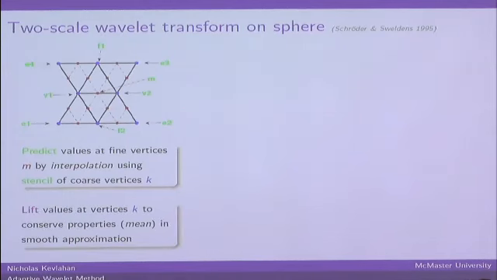But then we would have to lift these blue points because maybe we lose the mean of the function or some other property. And to do the lifting, we take a linear combination. We would lift this point by taking a linear combination of the neighboring red points.